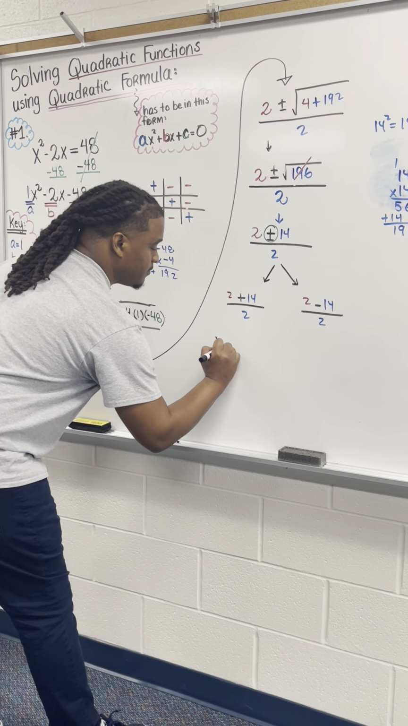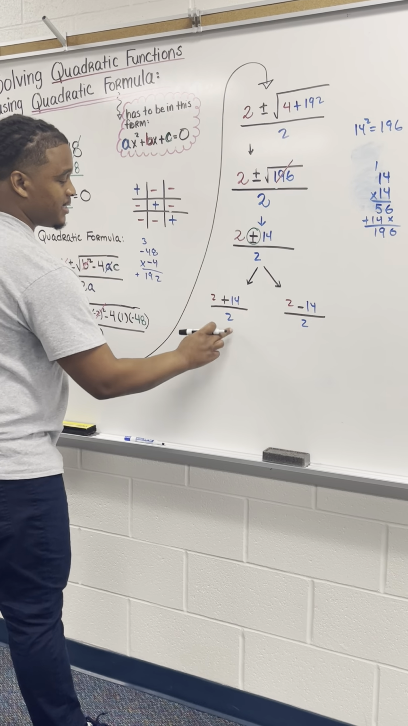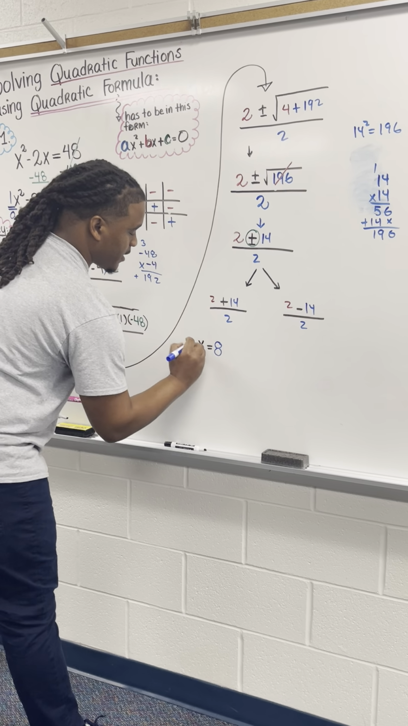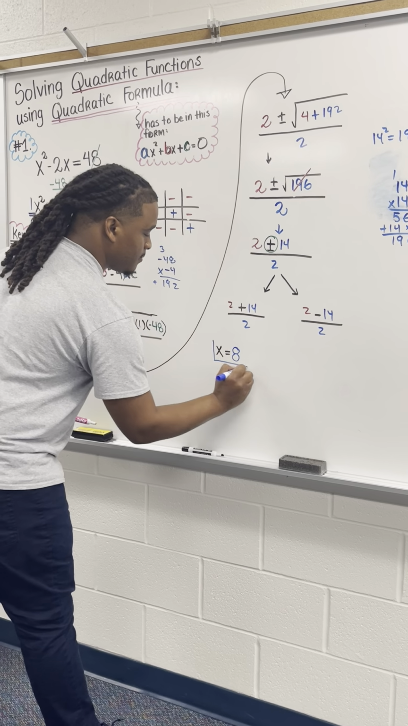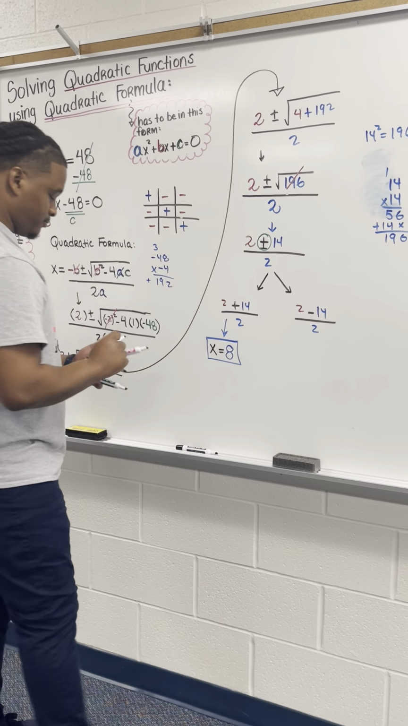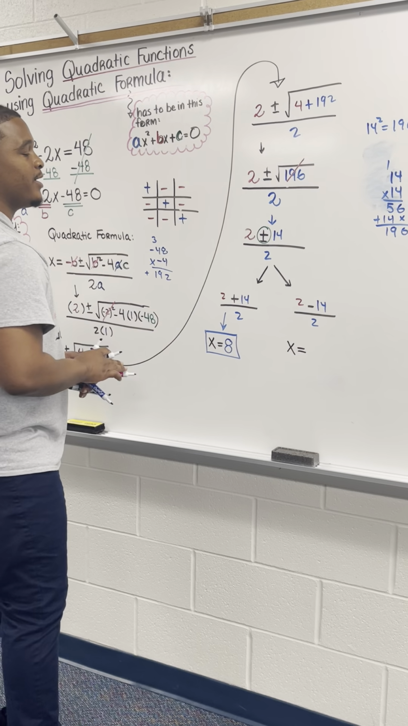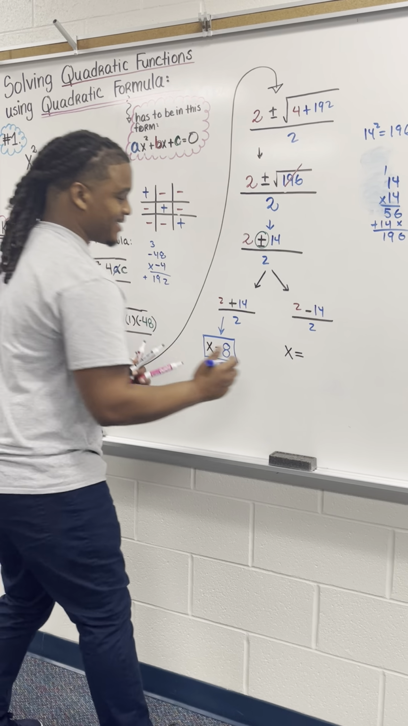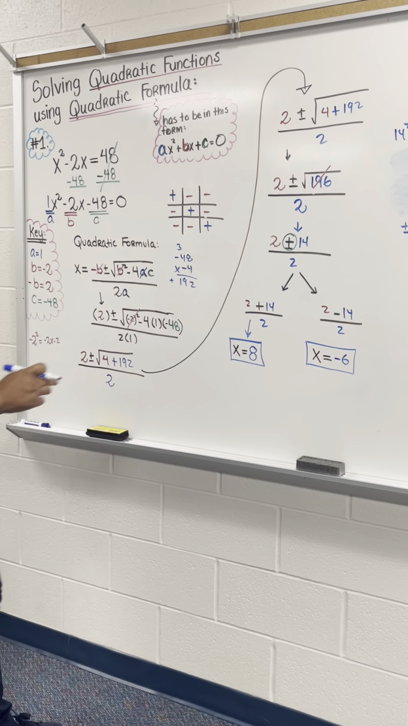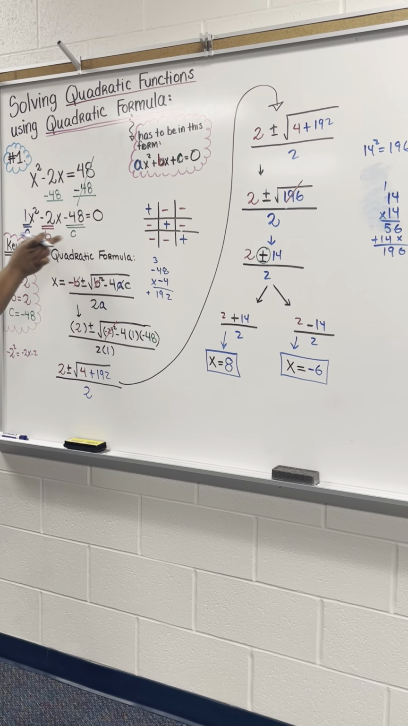Okay, so let's do the first one. 2 plus 14 is 16, and 16 divided by 2 is 8. So x can equal 8 to make this whole thing equal 0. Now let's do it over here. 2 minus 14 is a negative 12, and a negative 12 divided by 2 is a negative 6. So these are the two values that x can equal to make this whole thing equal 0.